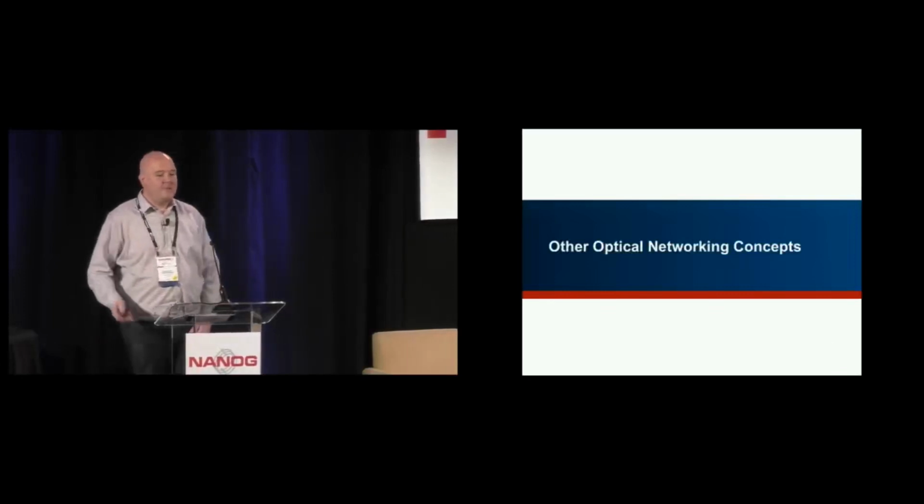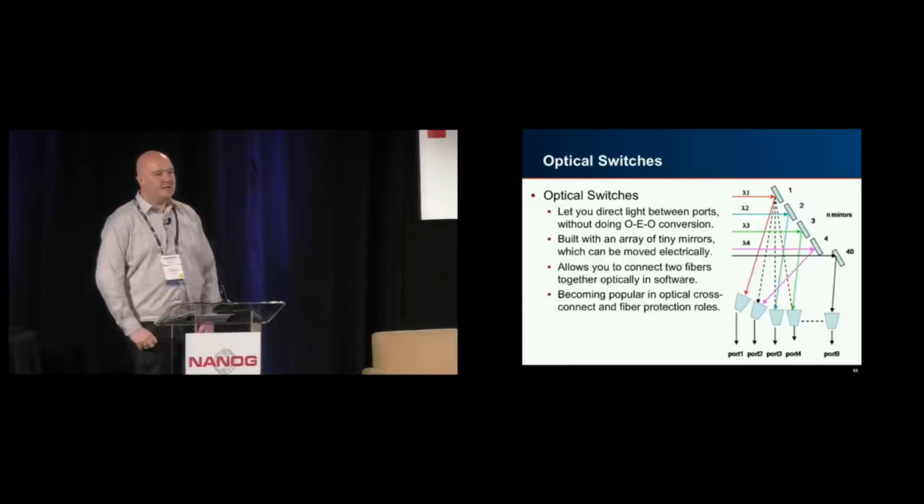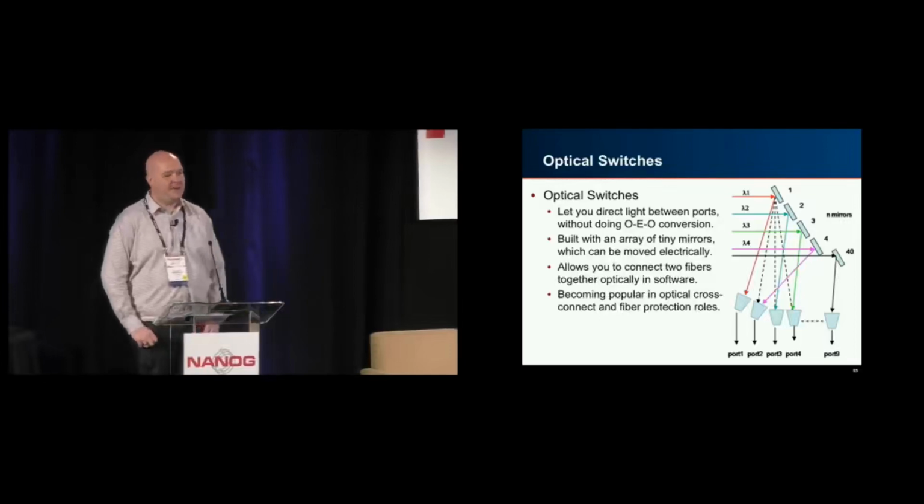So some other optical networking concepts here. I told you it's a lot of material. So one thing you'll see out there is something called an optical switch. And what's happening here is it's letting you move the light around between ports without doing that OEO conversion, without going from optical to electrical back to optical.